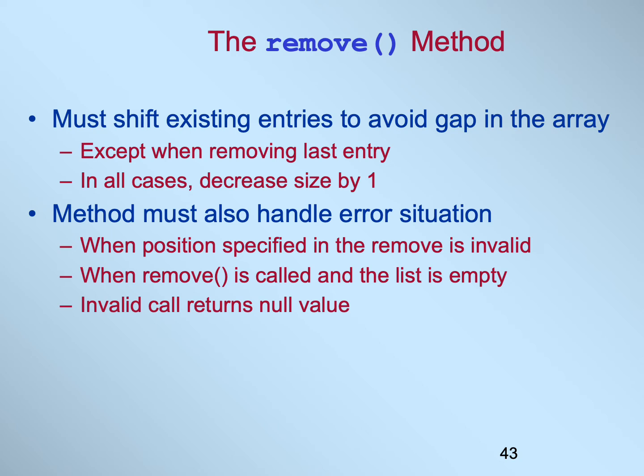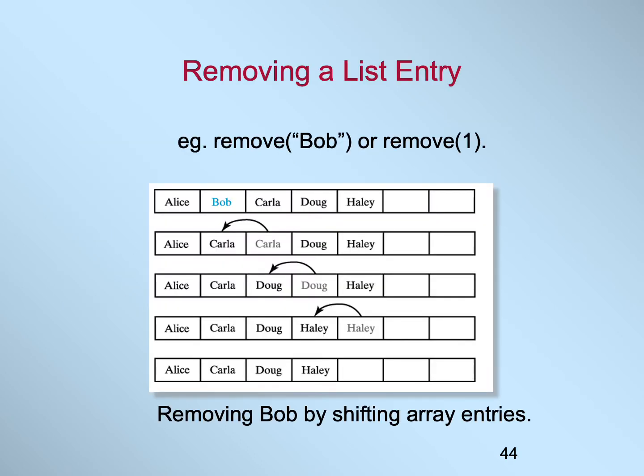In all cases, it will decrease the size by 1. The method must also handle error situations such as when the position specified in the remove is invalid, or when the remove is called and the list is empty, and also any invalid call that returns a null value.